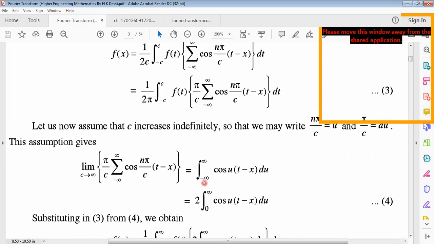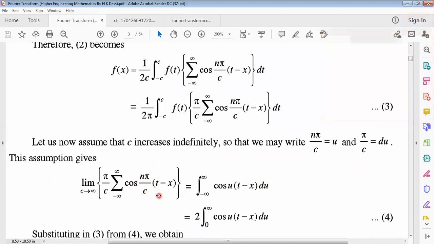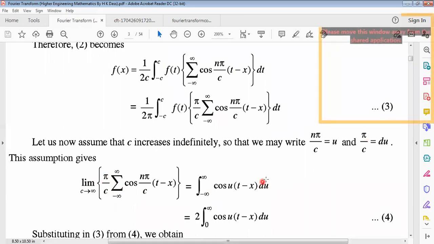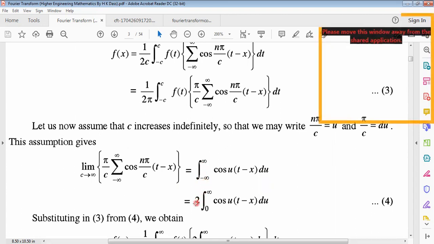Then this whole series can be converted: this summation becomes integration from minus infinity to plus infinity of cos u, because n pi by c means u, and pi by c means u. Cos u (t minus x), and as pi by c means this pi by c will become du. So this minus infinity to plus infinity can be written as 2 into 0 to infinity. Okay, so 0 to infinity cos u (t minus x) du. This is equation number 4.